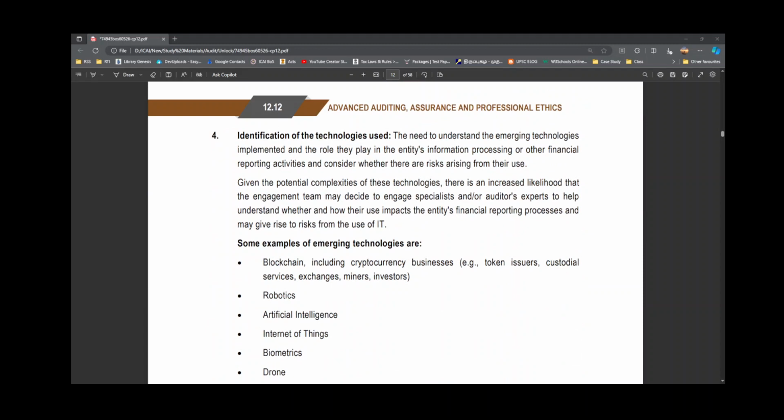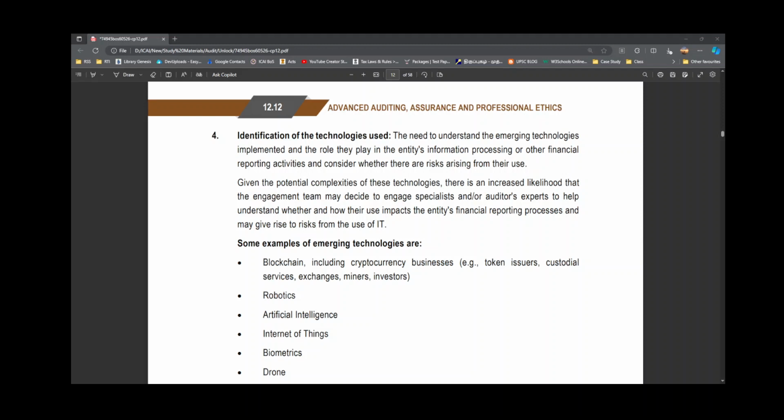Next, identification of technology used. What technologies are used? Tally, ERP, Amazon, internet, manual, everything. You need to understand the emerging technology implemented that plays a role in the entity's information processing or other information reporting activities, and consider whether these reduce risk. They are using different kinds of sources to get the data and create a report. How will this help us to reduce the risk?